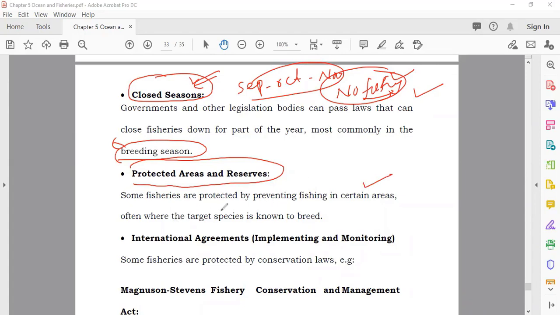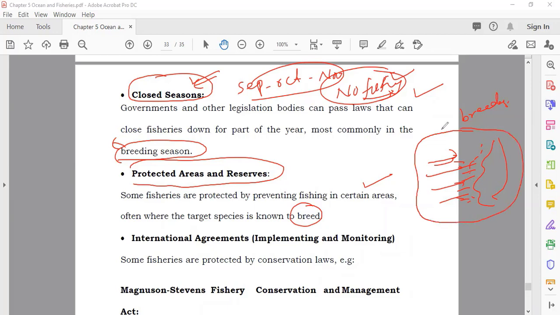Often where the target species is known to breed. Sometimes you know that this area is, you can say, fixed for breeding. A lot of fish come to this area and they lay eggs there. So what the government will do is put a restriction here: no fisherman can go to this area.